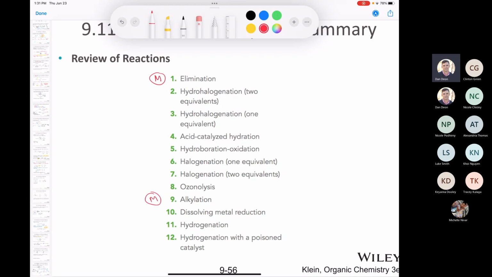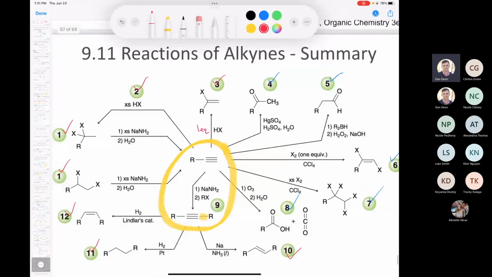And then for the acid catalyzed hydration and hydroboration oxidation, you want to know the mechanism of tautomerization. So tautomerization in acid or base. You want to know both of those. All right. And then we have the whole summary right here.